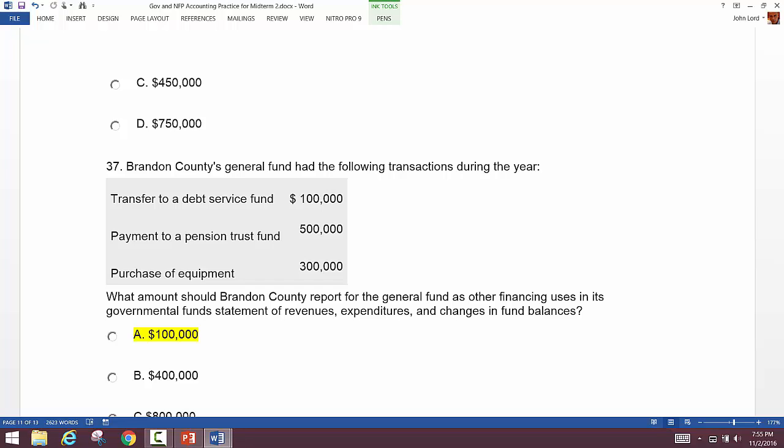So what should we report as other financing uses? Transfer to the debt service fund? Okay. Payment to a pension trust fund? Remember we said that when the funds pay to the pension fund, that's an expenditure to them, isn't it? Right? How about purchase of equipment? We've known for a long time that is an expenditure, right?